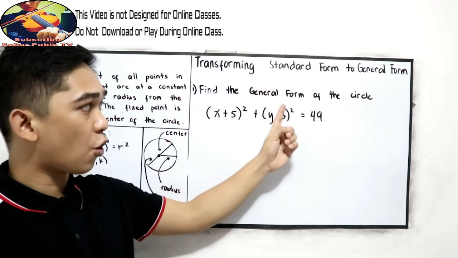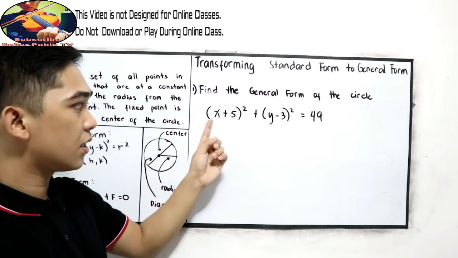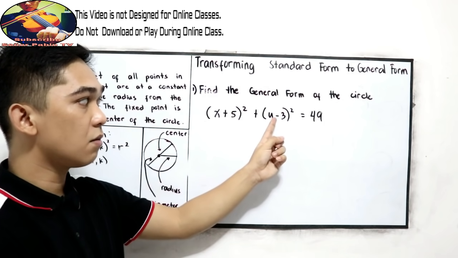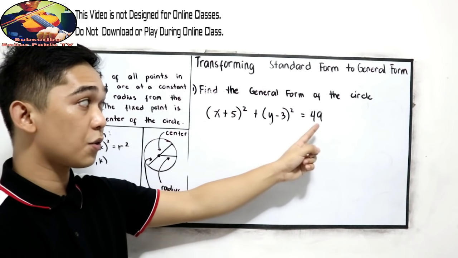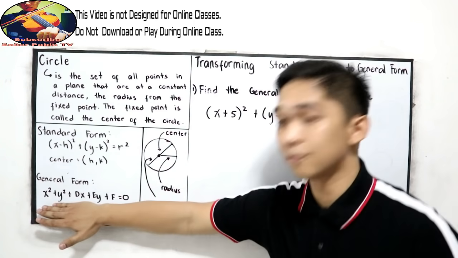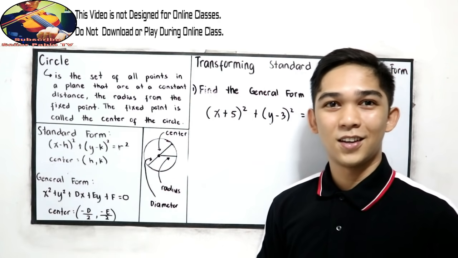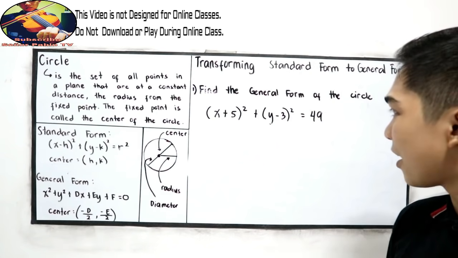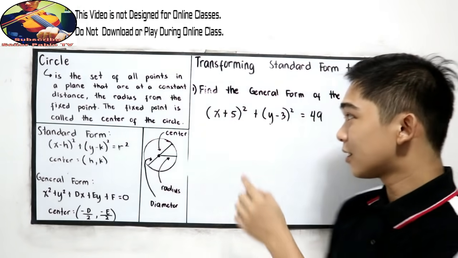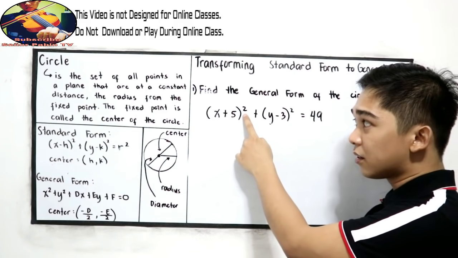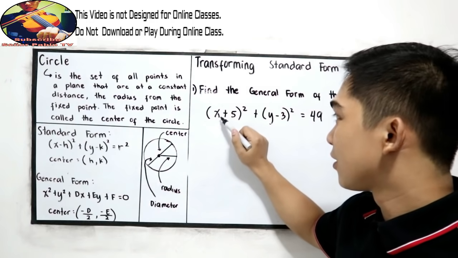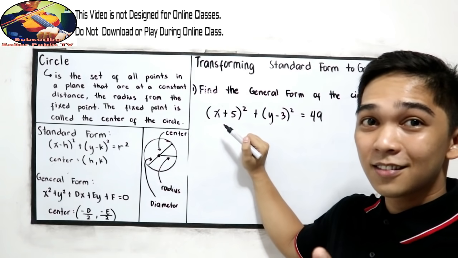Find the general form of the circle (x plus 5) squared plus (y minus 3) squared is equal to 49. We're going to transform it into this form. Okay, let's start. Our first step, we need to expand our square of a binomial. Grade 8 lesson, special products.